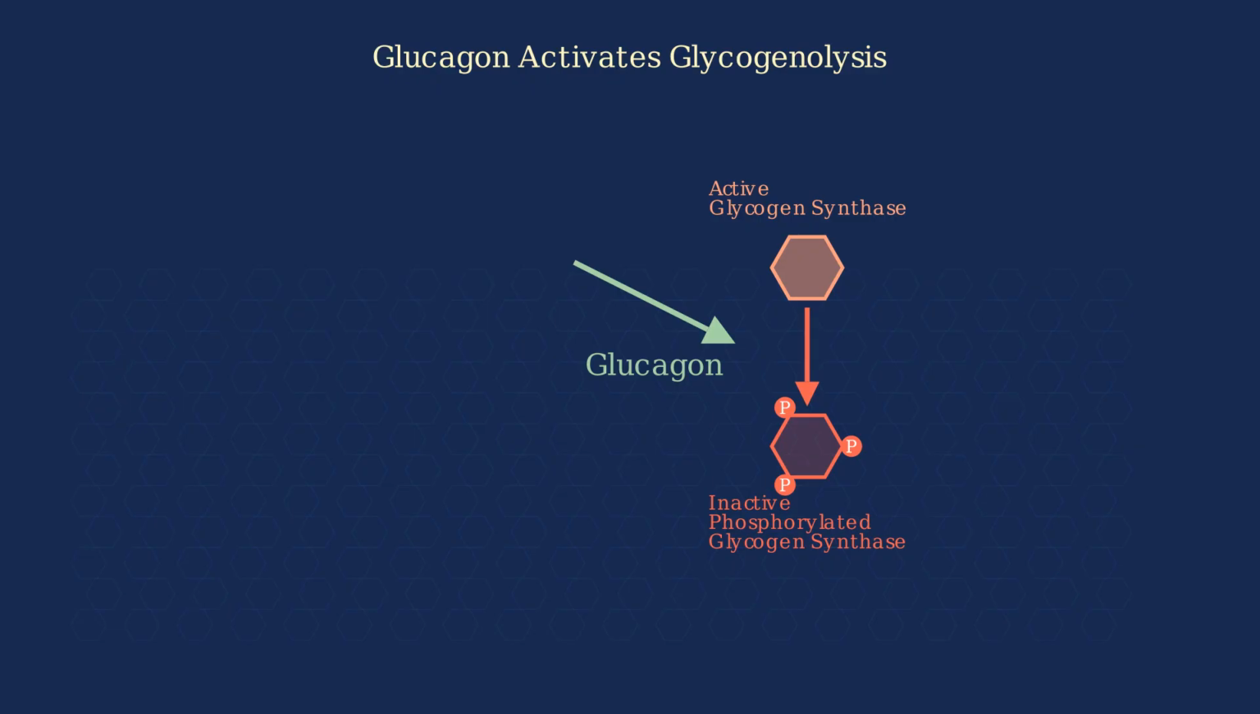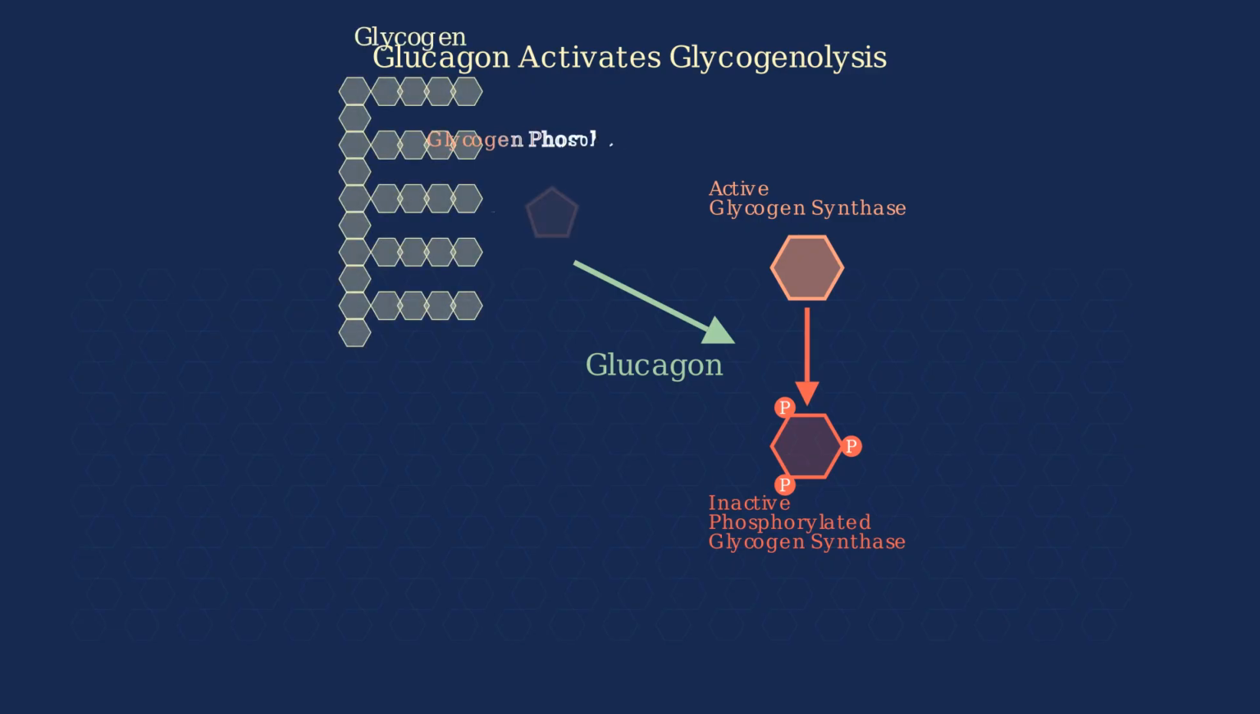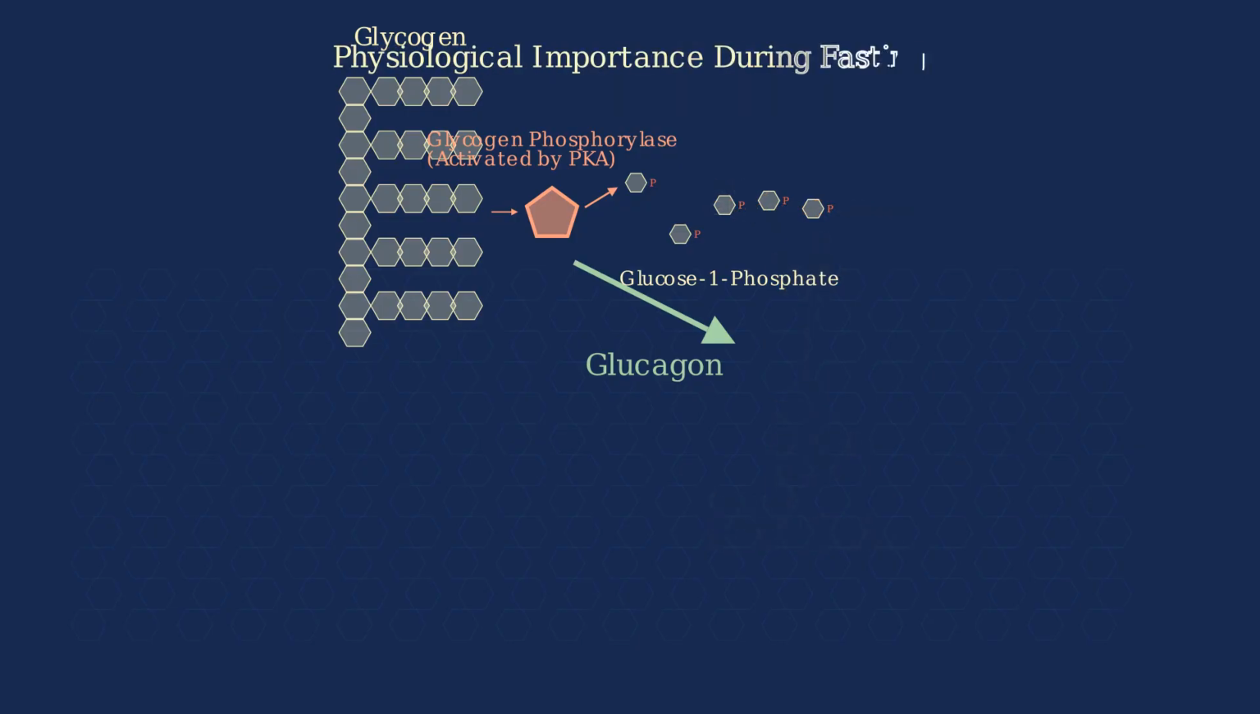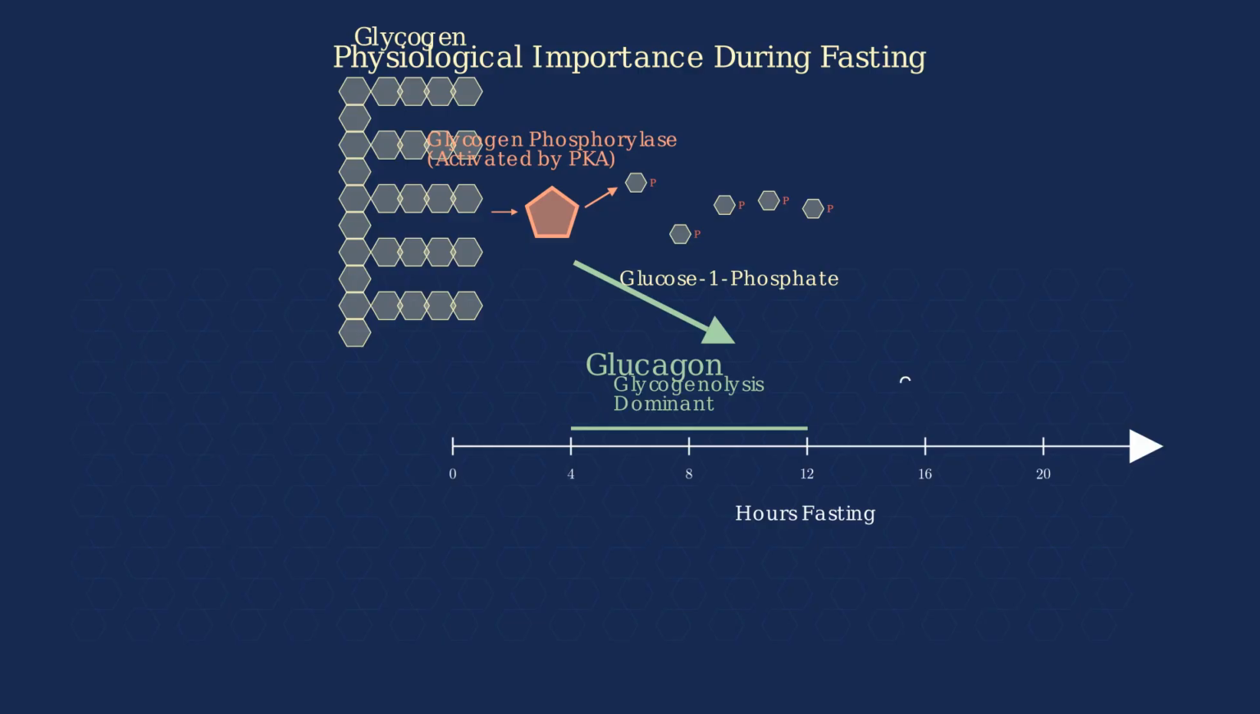At the same time, glucagon activates glycogen phosphorylase, which breaks down glycogen into glucose 1-phosphate. This glucose can then enter the bloodstream to restore blood glucose levels. During fasting periods, glucagon plays a critical role in maintaining blood glucose levels. In early fasting, glycogenolysis is the dominant source of glucose, ensuring energy is available for vital functions like brain activity.